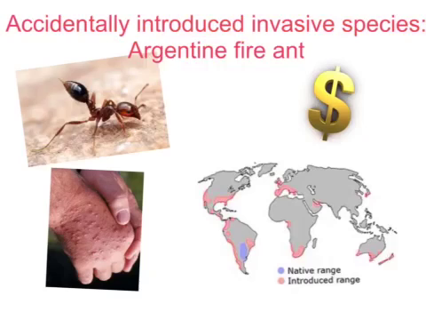One potential plan is to bring in a tiny parasitic Brazilian fly that is a natural parasite of the Argentine fire ant in its native land, but you can imagine what some of the potential problems of this might be. So that is our quick introduction to invasive species.